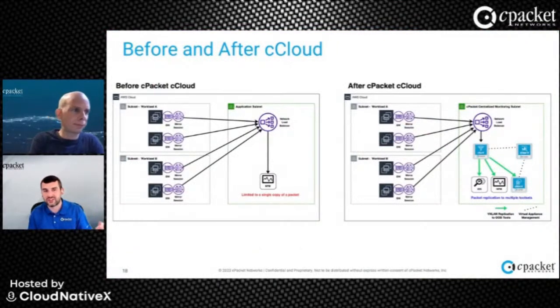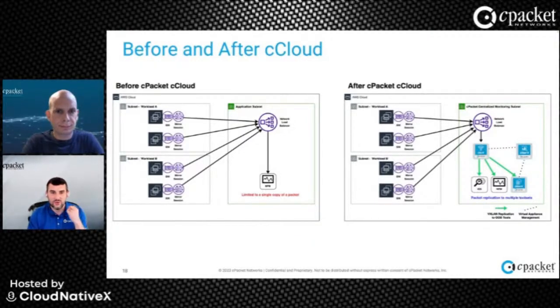So we always start the conversation when you talk about cCloud with our CVV virtual packet broker, which gives you the ability to replicate packets to more than one tool in the cloud. On the left-hand side, this is a basic traffic mirroring scenario in AWS. You might imagine a pretty elementary example, a couple of different subnets, and then a subnet for the tools on the right. But with traffic mirroring, you're inherently limited to a single copy of a packet. Currently, none of the big three CSPs that support traffic mirroring even have the ability to replicate that same packet to more than one tool.